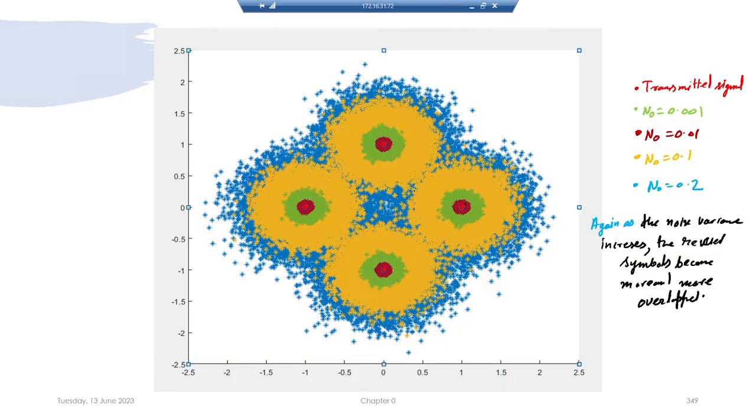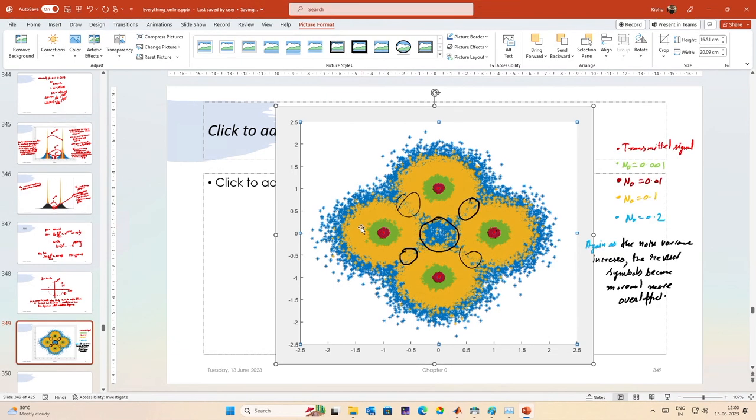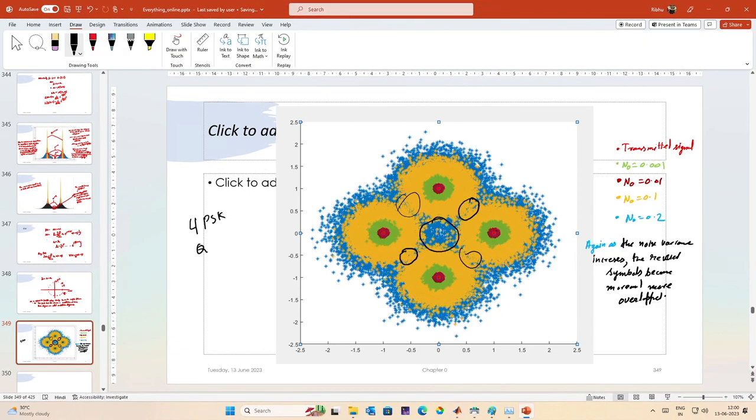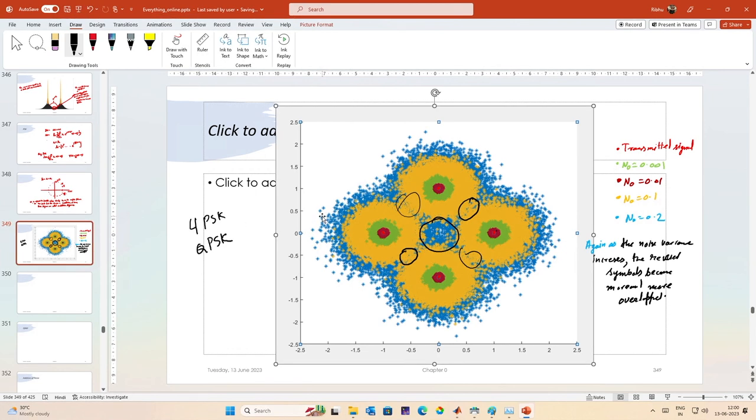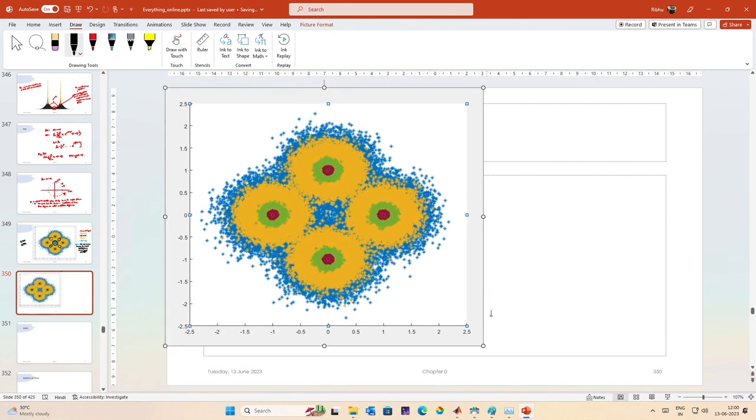For green as well, we can say with a high amount of certainty that this was true, but as we move on to yellow, there are ambiguous regions for yellow transmitted symbols. In case of blue as well, when we receive a blue point, it's very hard for us to say that this was the transmitted symbol. And so this is called 4PSK or QPSK. Now just to illustrate something further, I'll copy this picture here and paste it here for another experiment.